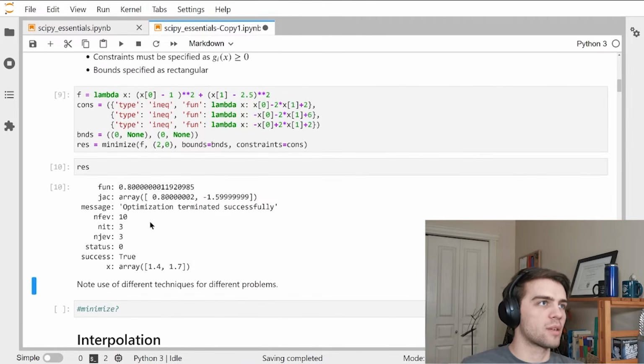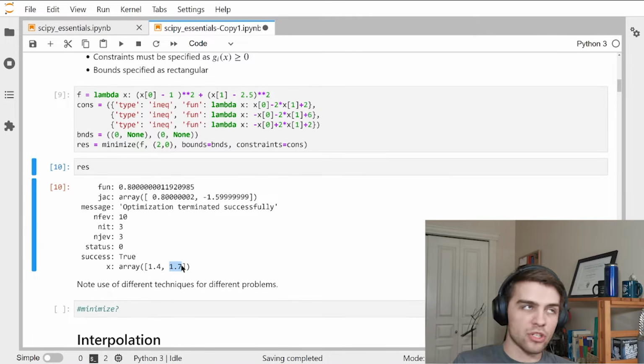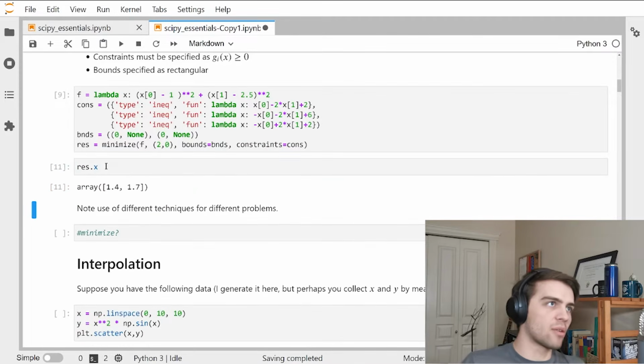Again, I can look at this object that it returns. It actually gives me the value of the function, and it returns the value of x and y. So it says that x is 1.4, y is 1.7. That's the minimal of the function. And the value of the function is 0.8. And again, if I want the value, I go res.x.